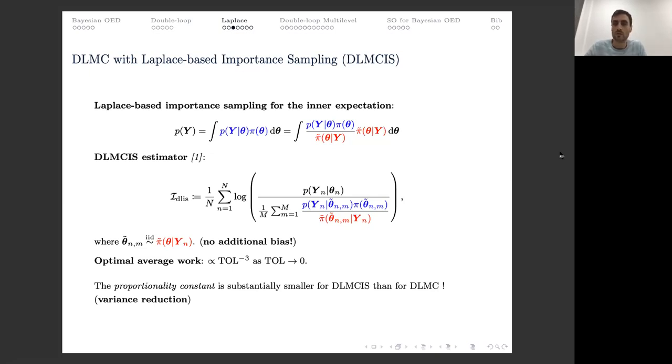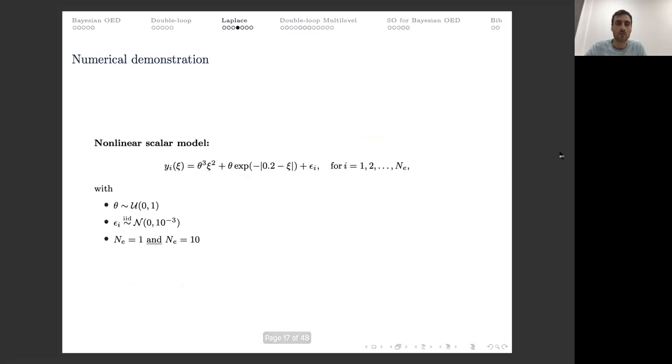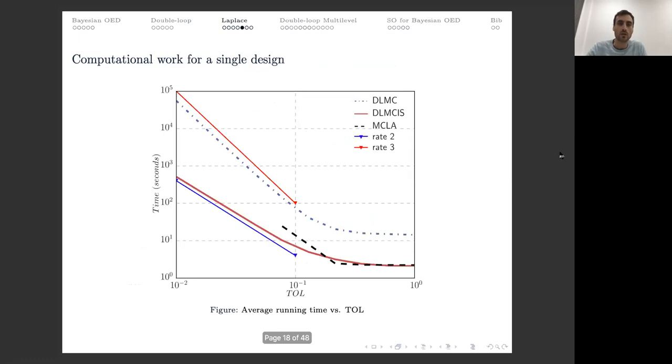So again, the work is still tau to the minus 3. Let me show you the effect of this change of measure with this simple model. If we compute the total work in seconds here, we have the dashed blue line showing the work of the classical double loop Monte Carlo that grows with tau to the minus 3. And we have the double loop Monte Carlo with importance sampling, which is the solid red line growing with tau to the minus 2.